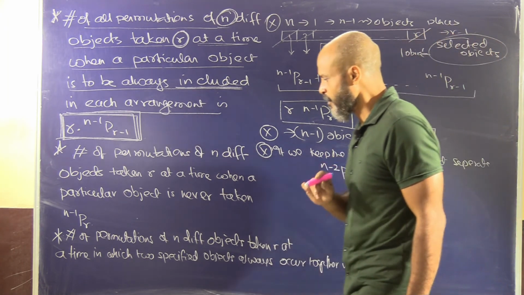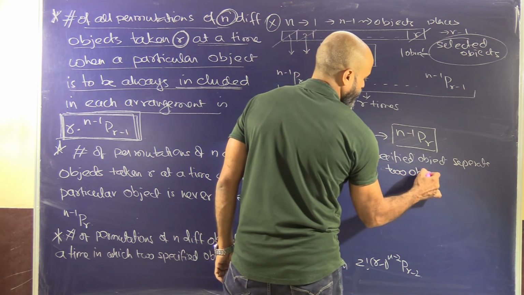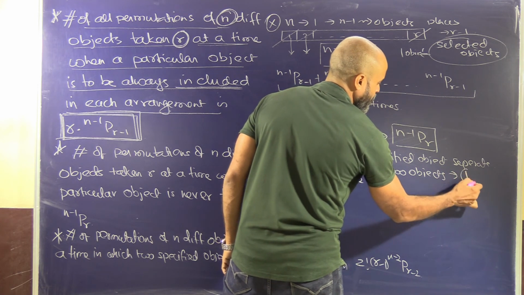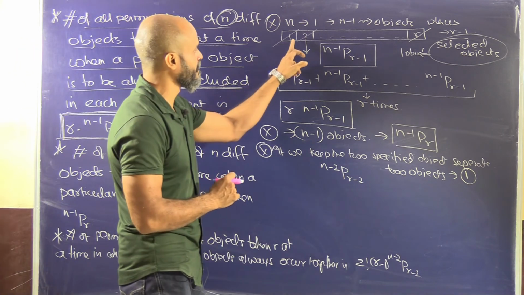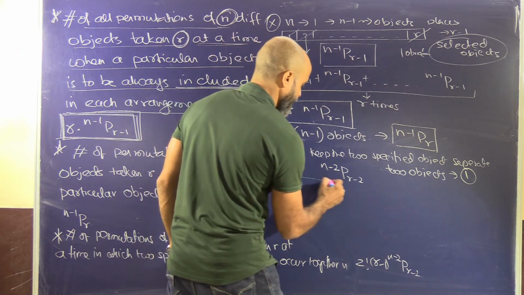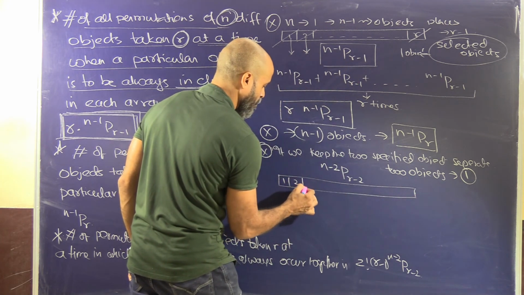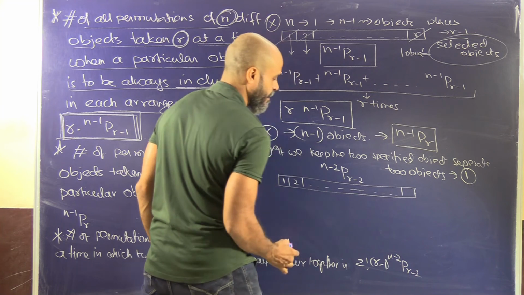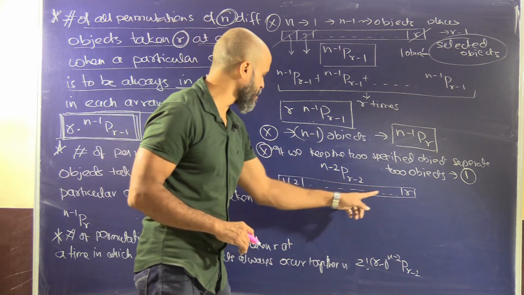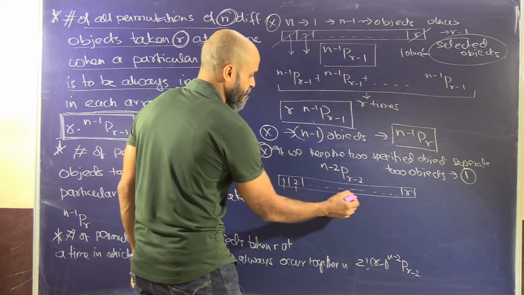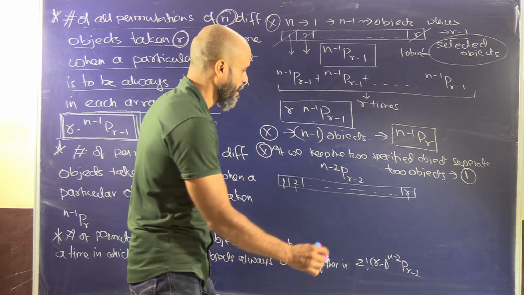Now we consider these two objects to be one. In how many ways can we place them in each of these places? Here we will have places 1, 2, and so on till r. In each of these places we can fill those objects in how many ways? Obviously we are left with r minus 1.